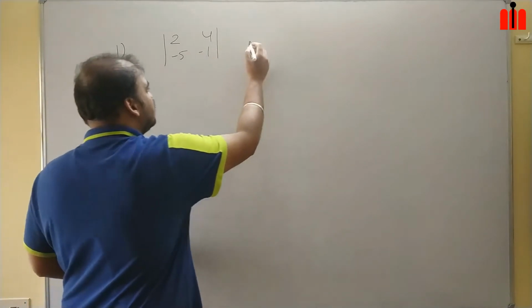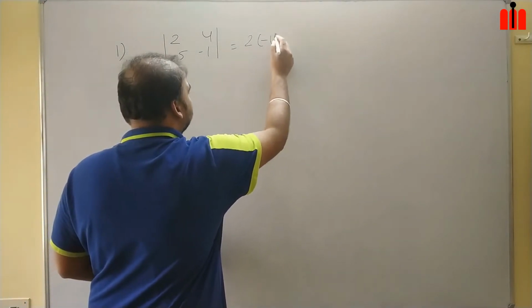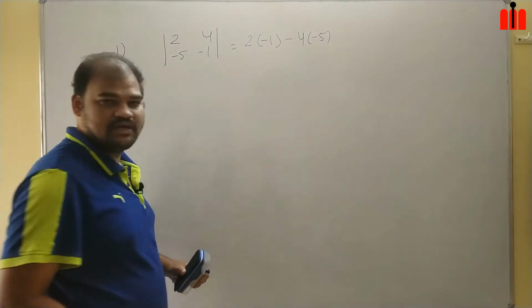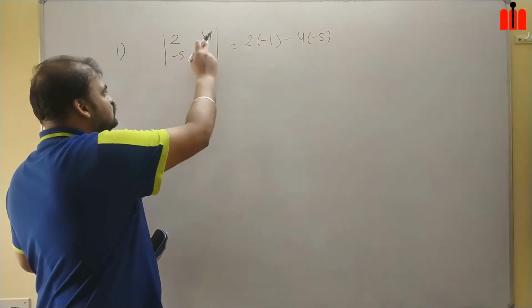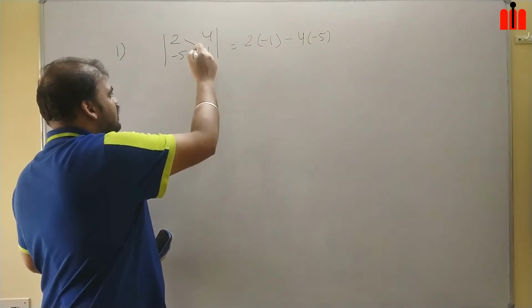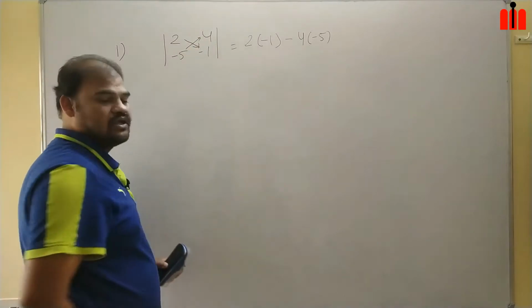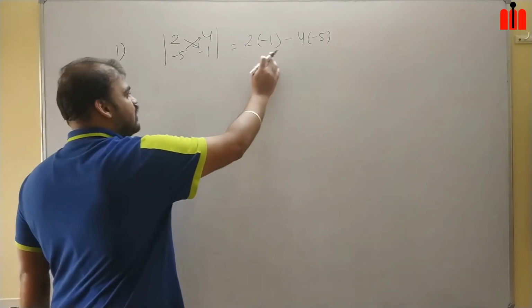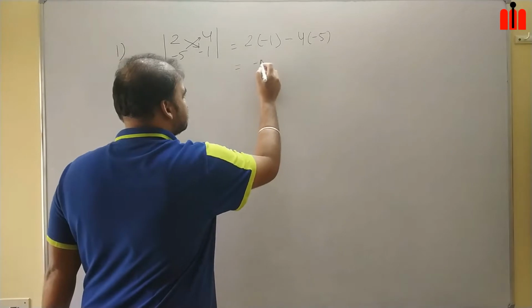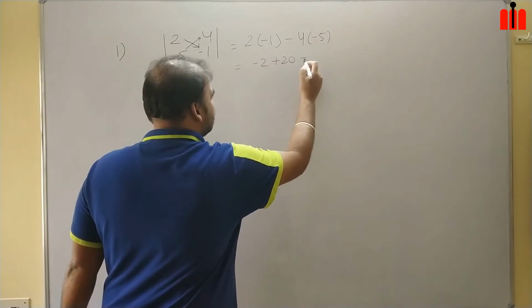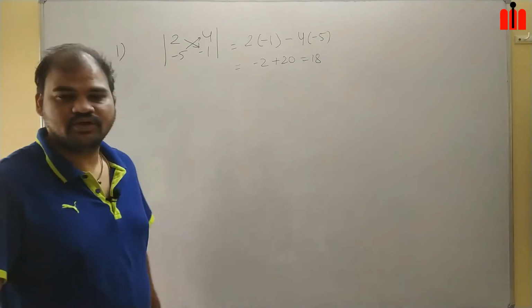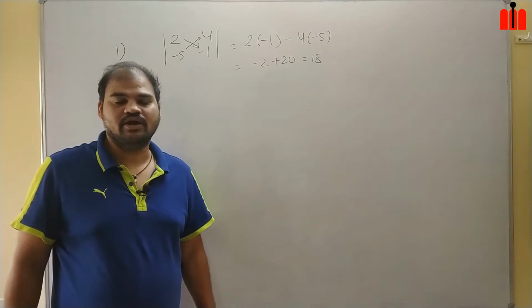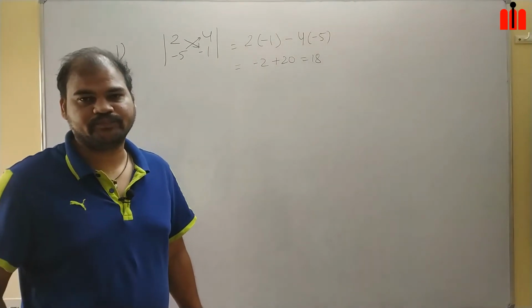So 2 into minus 1 minus 4 into minus 5. This will be the determinant of this matrix. First you multiply this, after that you multiply this, and then you subtract those two multiplications. So 2 into minus 1 minus 4 into minus 5. This is minus 2 plus 20. The answer is 18. Okay, so this is the 2 by 2 matrix determinant. Now let's move on to problem number 2.